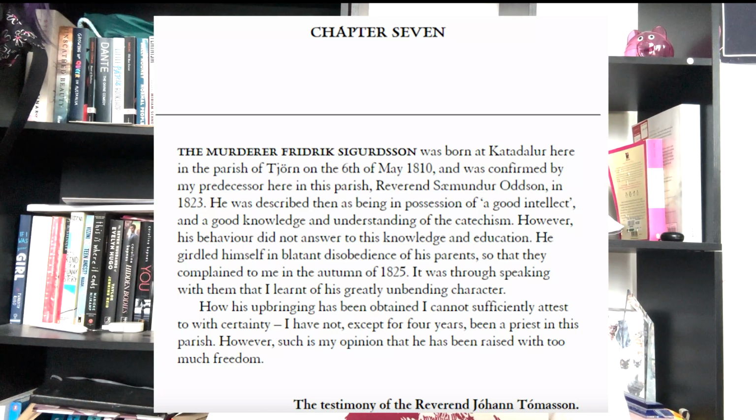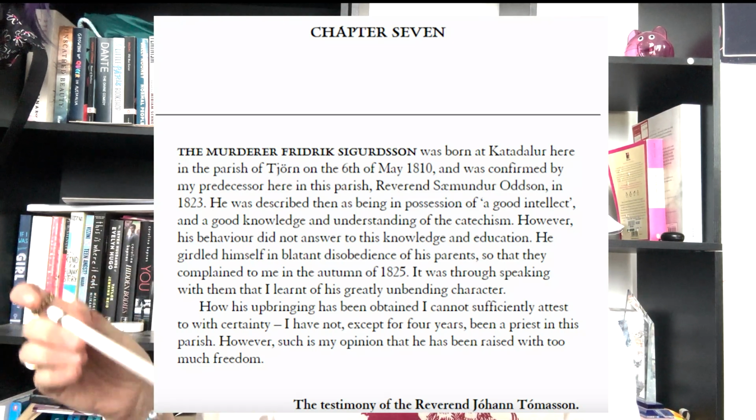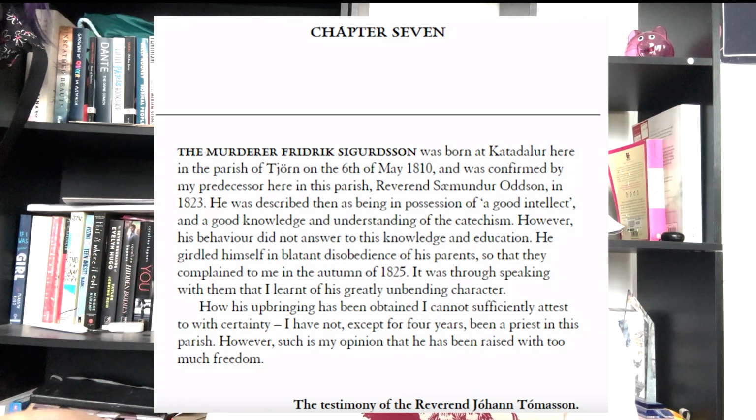A really interesting essay question would be on freedom. But even if we're looking at anything to do with control or restriction, isolation, any of those kinds of concepts, it's the public expectation that people don't have freedom in this society. It's also worth mentioning that this says, "I learnt of his greatly unbending character." So that was worth noting in this time.